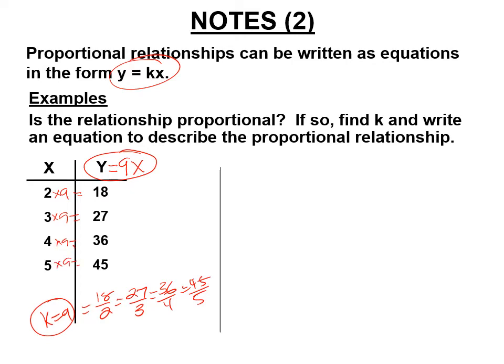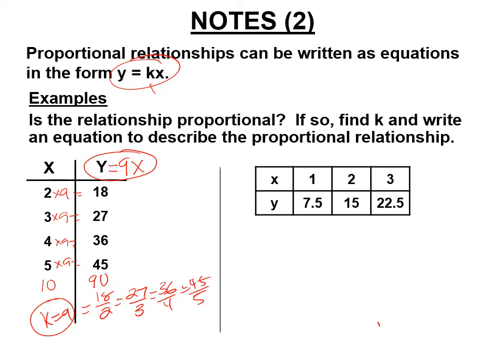Why do we want to do that? Well, if I now say x is 10, right, without doing all this down here, what could we do? Well, it's 90, right? Because y is always 9 times whatever x is. K is the multiplier, or we say coefficient, of x. All right, so what's going on here?